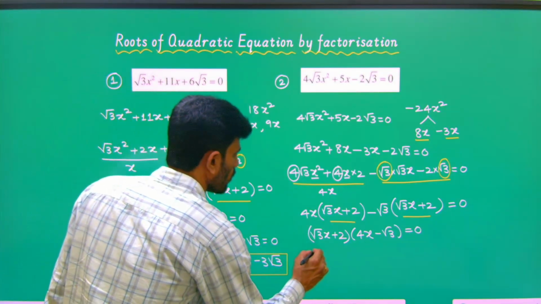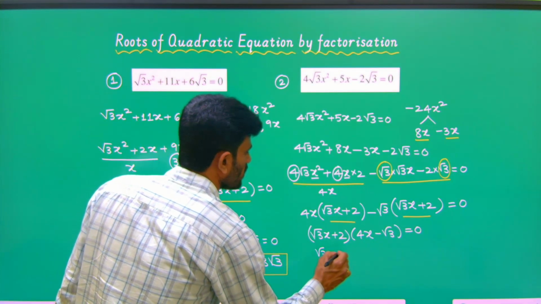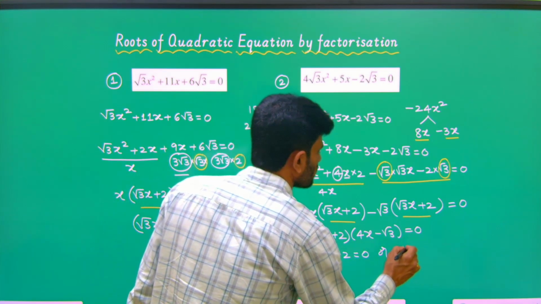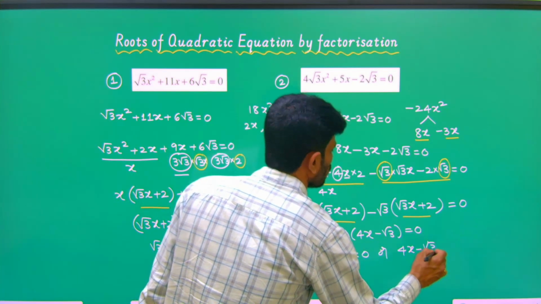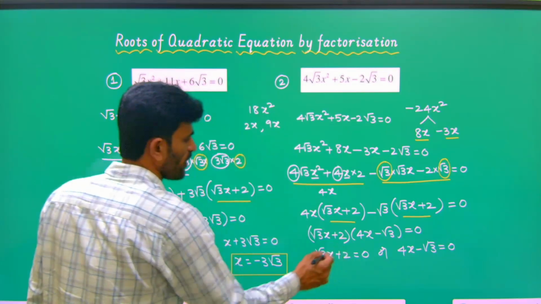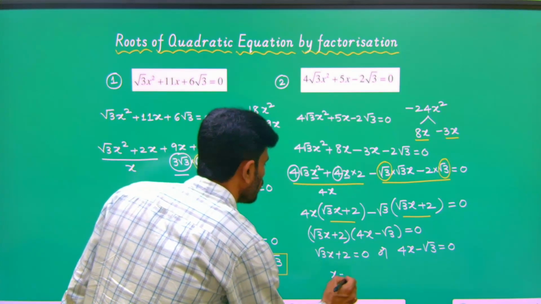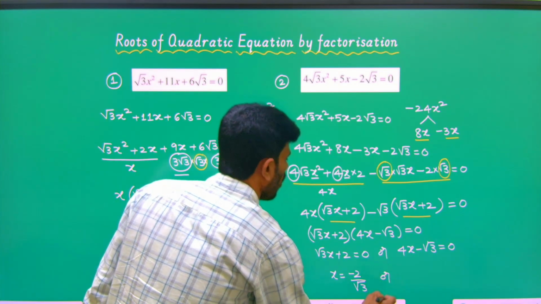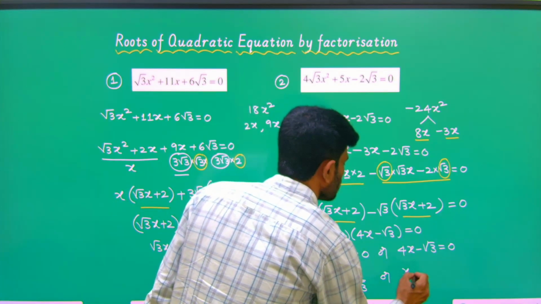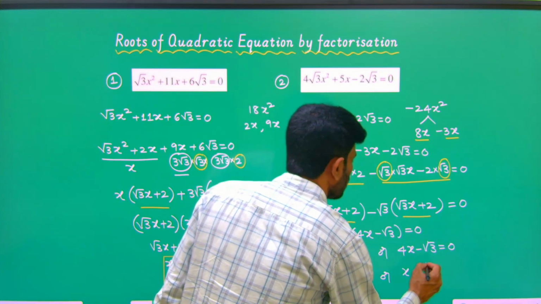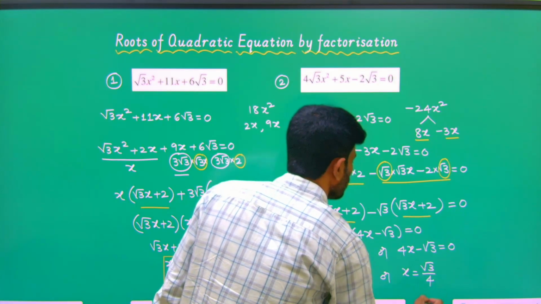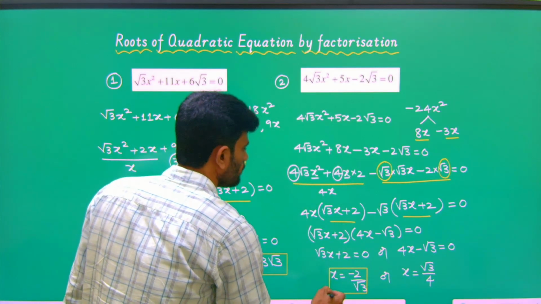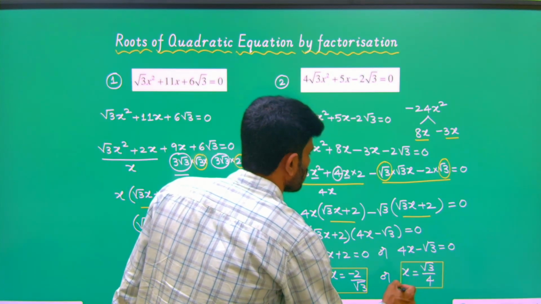So by this, what we write? One time root 3x plus 2 is equal to 0, or 4x minus root 3 is equal to 0. So from this, x is equal to minus 2 by root 3, or here x is equal to plus root 3 by 4, as minus root 3 goes to the other side. So these are the roots of the quadratic equation. This is one. This is one more.